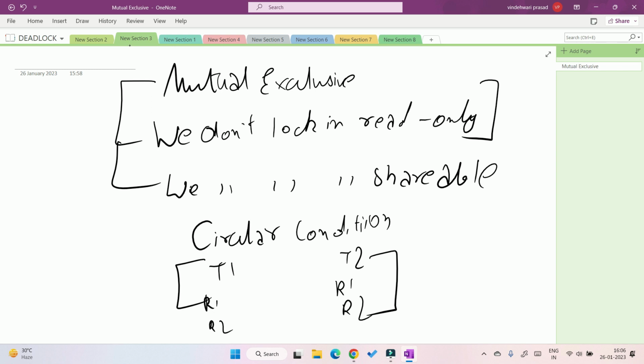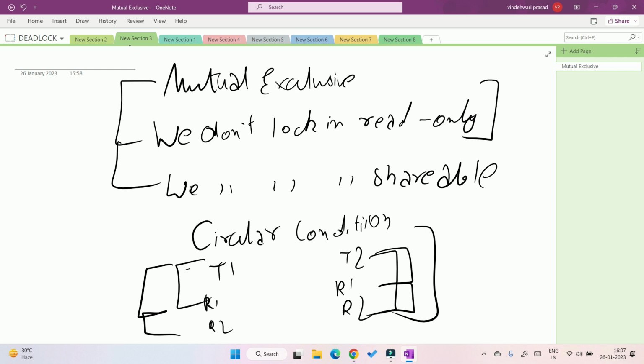So to avoid this circular condition, what do we do? Every thread takes the resources in an ordered manner. So T1 takes the resource first R1 then R2, and T2 also takes the resource R1 then R2. Whoever takes R1 first will take R2 next. Then there will be no circular condition.